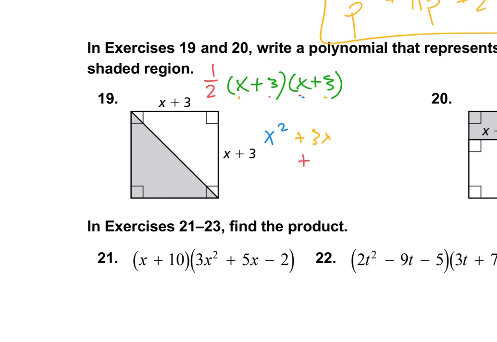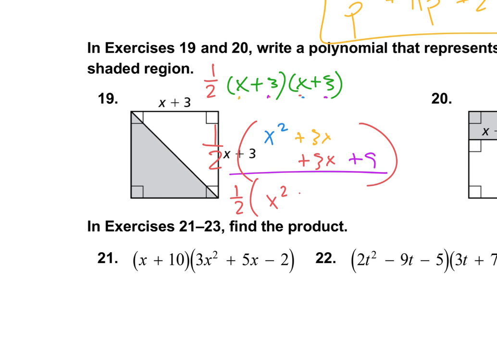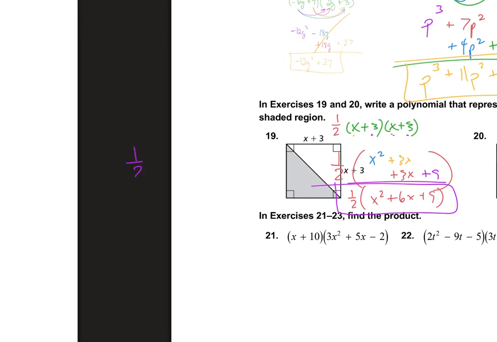3 times x is another 3x, and 3 times 3 is 9. And that half is still out there waiting for us to deal with him. Half of x squared plus 6x plus 9. I've got to be honest with you, I would be happy with that. If you want to see it distributed, okay, it's 1/2 x squared plus 3x plus 9 halves. That's the other right answer.